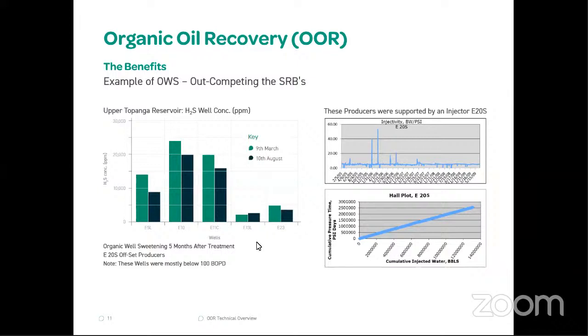These are some of the examples we did from the field. In 5 months, from March to August, we can see that the H2S was reduced by 33% in this field. Basically, the reason was that the SRBs were outcompeted by the good bacteria, and the fluid from the source became sweet, so it's a sweet oil they are producing.